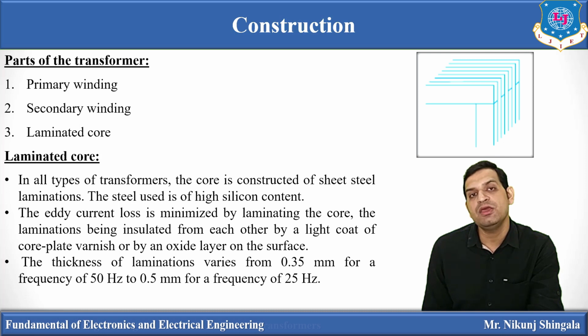The thickness of the laminations depends on the frequency of operation. If the frequency is 50 Hz, then the thickness of the lamination should be 0.35 mm, and if the frequency is 25 Hz, then it should be 0.5 mm.